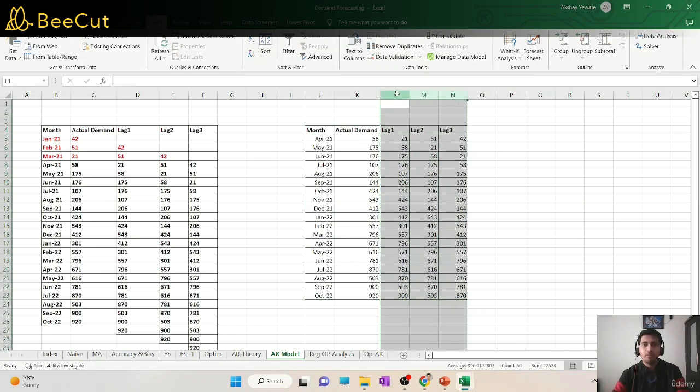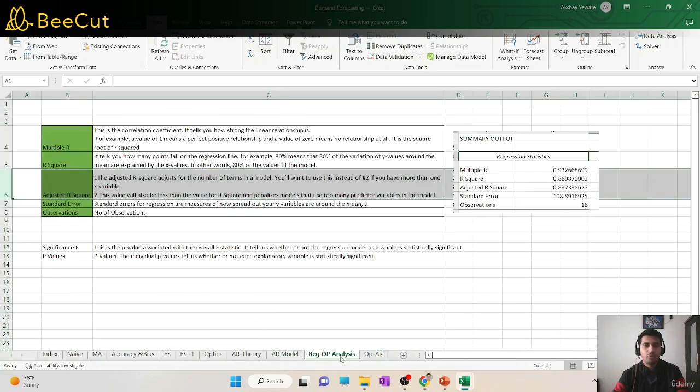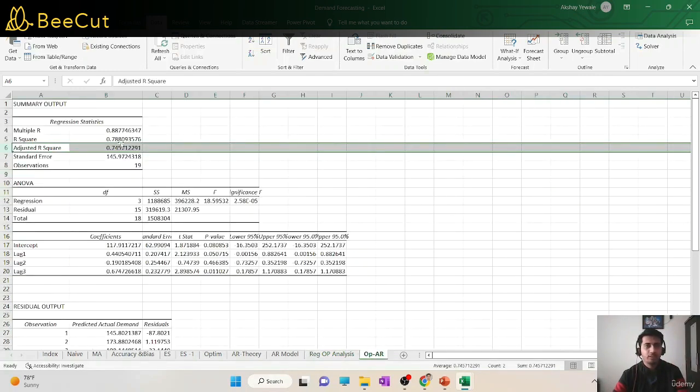If you increase the number of variables, 1, 2, 3, 4, 5, 6, this will take account of that also, and it will penalize you when you use more and more variables, so more and more lags. Okay, so adjusted R square is also good.